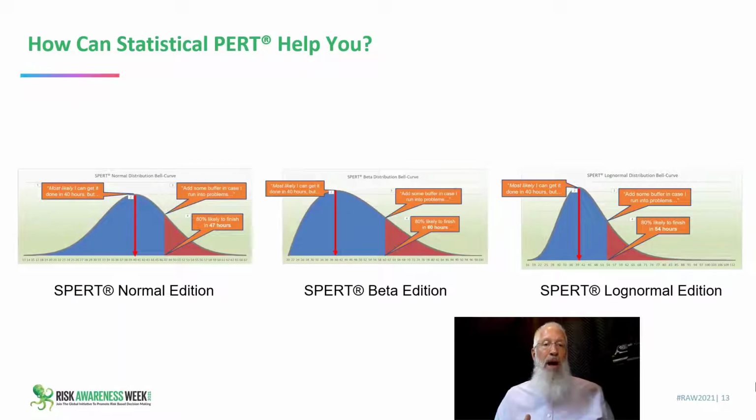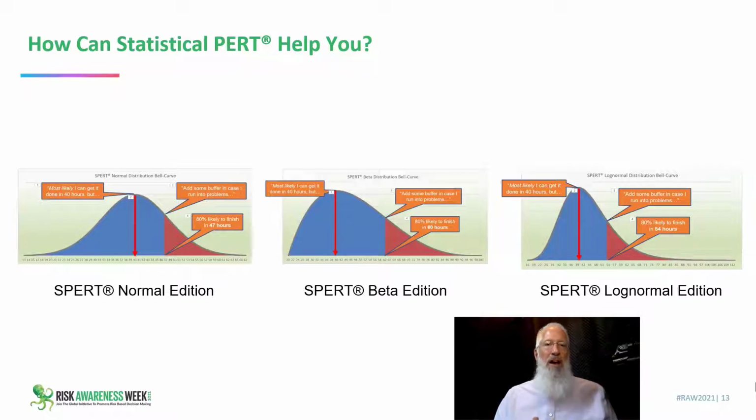I've talked to you about 3 different editions of Statistical PERT. The normal edition that uses the normal distribution curve, the beta edition that uses the beta distribution curve, and the log normal edition, which uses the log normal distribution. There's a 4th edition that uses statistical bootstrapping, but we're not dealing with that in this presentation.